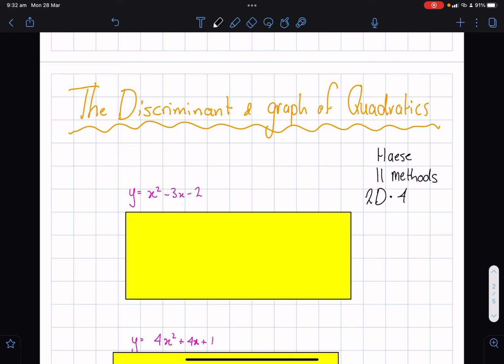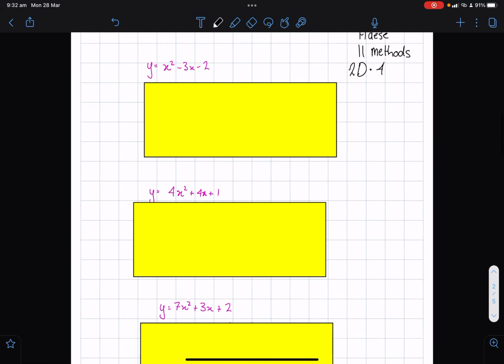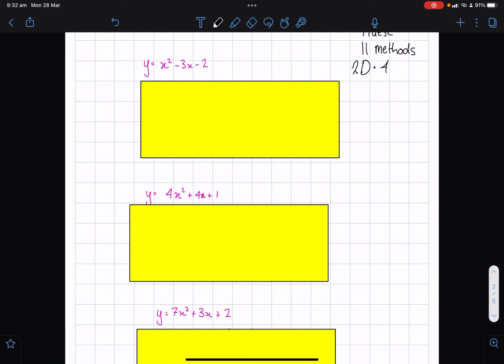What I want you to do is take a quick moment and just graph these three quadratics in pink text. Pause the video, just have a look at how the graph interacts with the x-axis. Does it cut the axis twice? Does it touch the x-axis? Does it completely miss the x-axis? All right, I'll give you a quick moment just to have a bit of a play around with that. So please do that, pause the video, have a bit of a look.